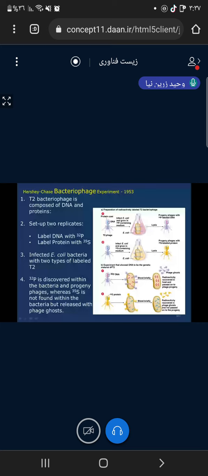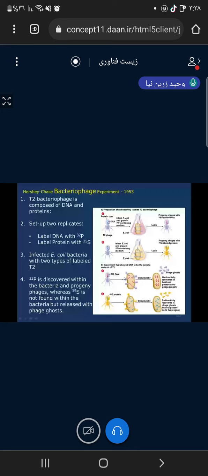Experiment that showed DNA to be genetic material of T2. In the first stage, he labeled the DNA of the phage by P32, radioactive phosphorus, as 32.